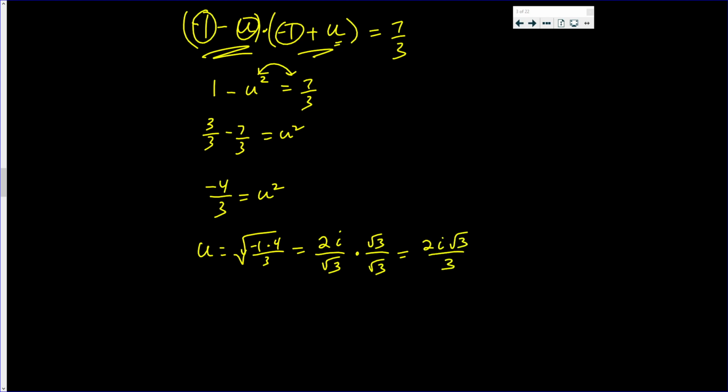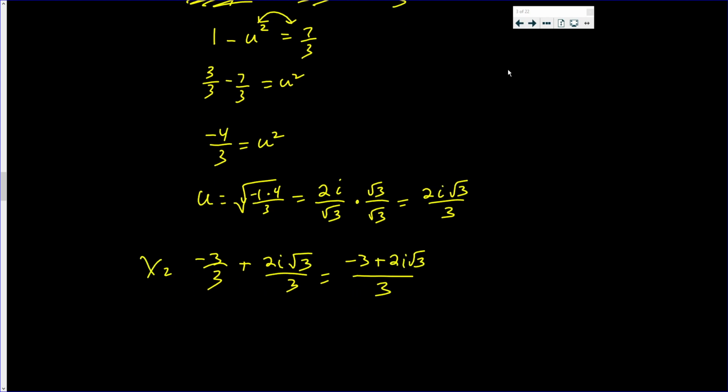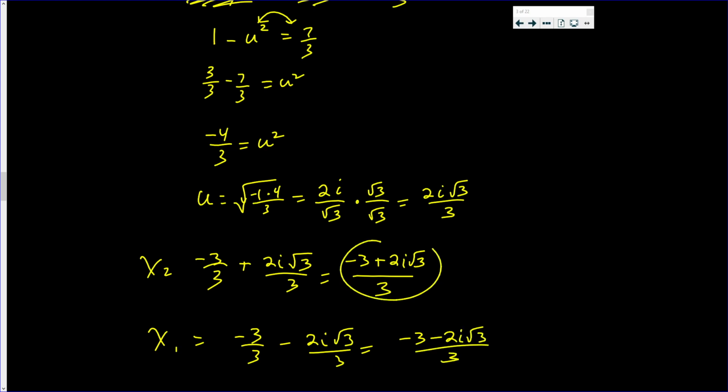So u is negative 1, which I'll write this way, plus u, common denominator, that's negative 3 plus 2i square root of 3 over 3, that's x2, and x1 is negative 1 minus u, which is negative 3 minus 2i square root of 3 over 3. Okay. This is really a clean way of doing this.